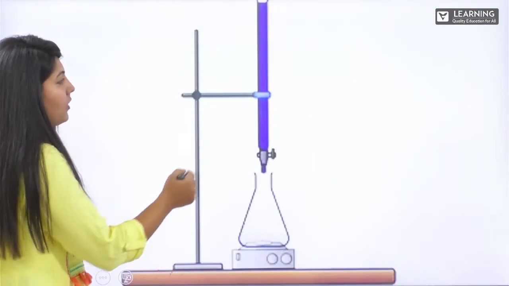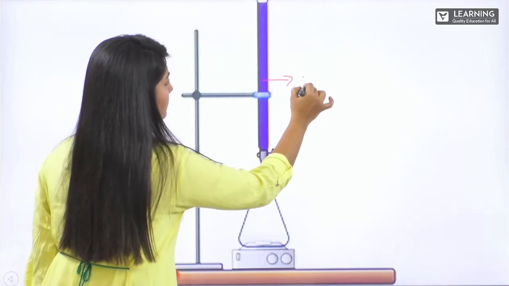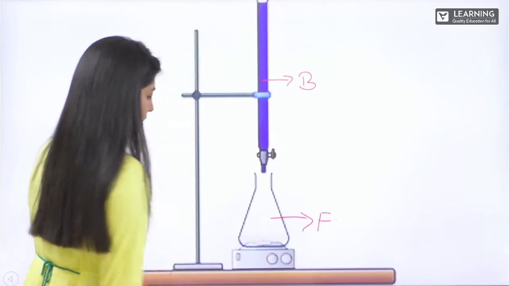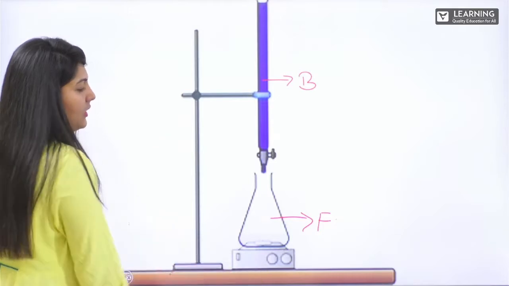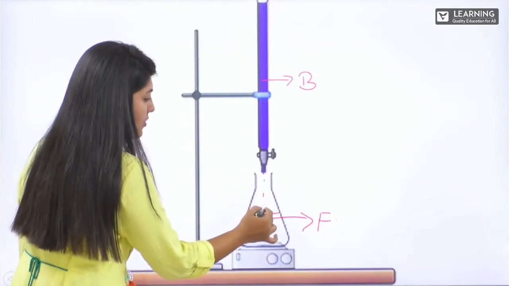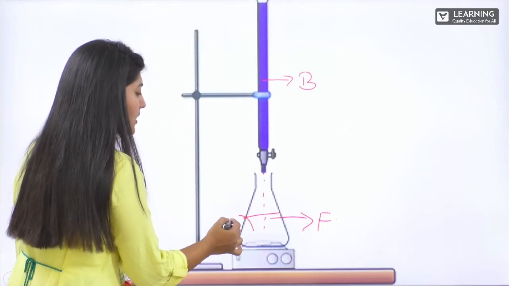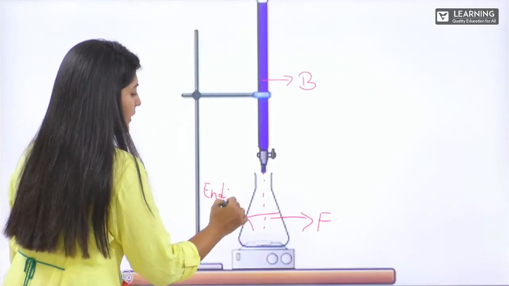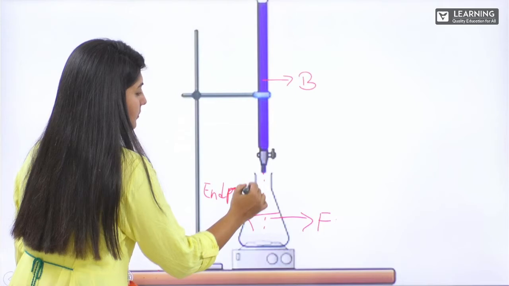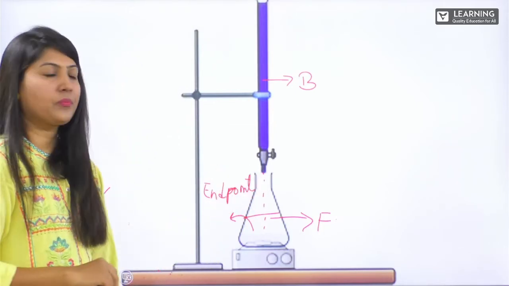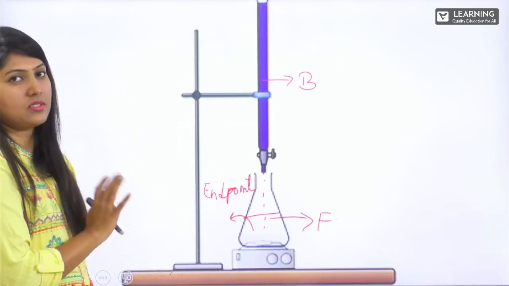So this is the burette. This is the flask which we are using. This is the burette stand. When the solution has been taken inside and is dropped, the color will change after some time. That gives you the end point. Got it? That gives you the end point. So this is the titration setup.